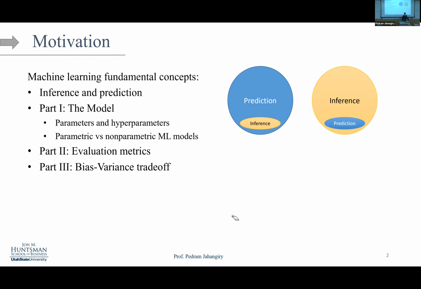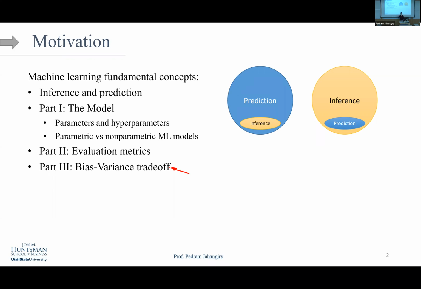Then we will move on to talking about overfitting, and basically overfitting comes from the idea of the bias-variance tradeoff. And this is a very, very important and subtle thing because people usually get confused. What is this bias-variance tradeoff?